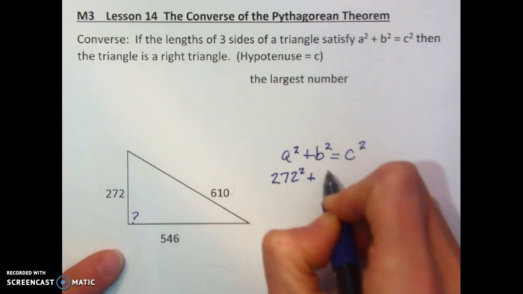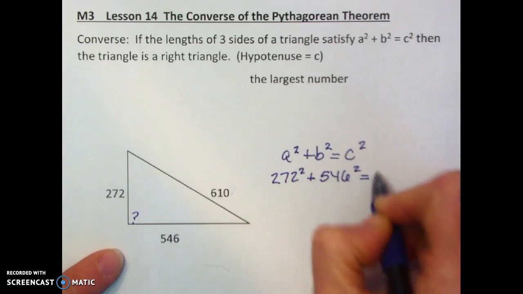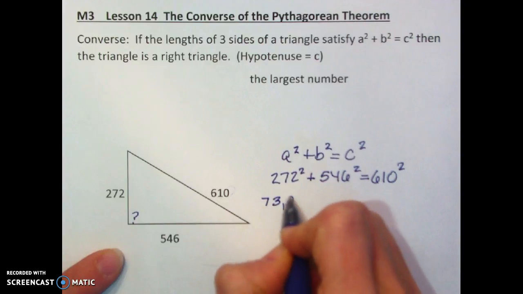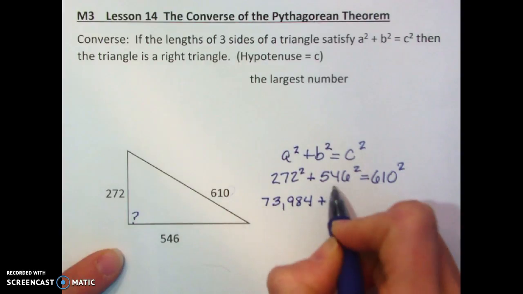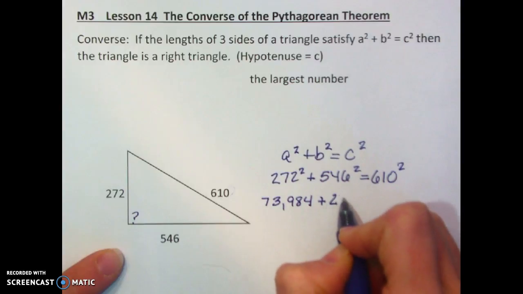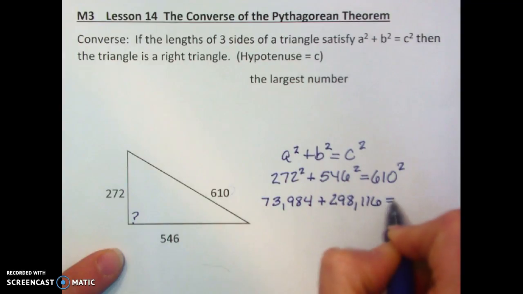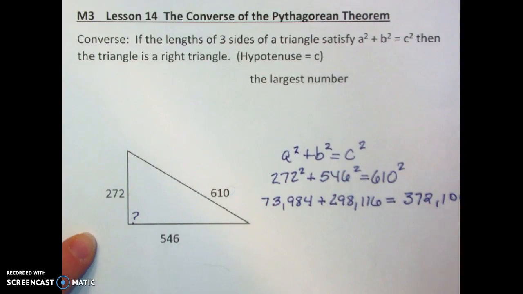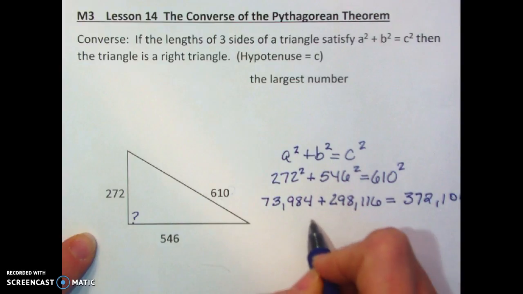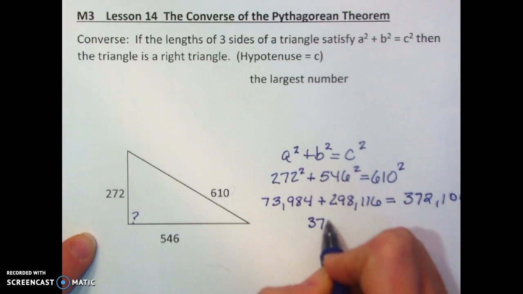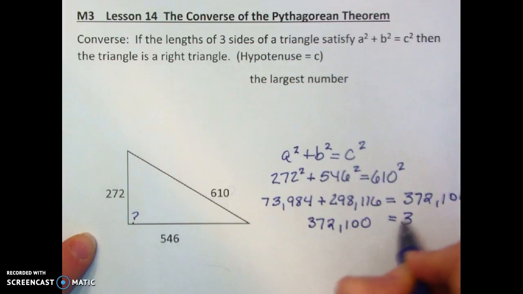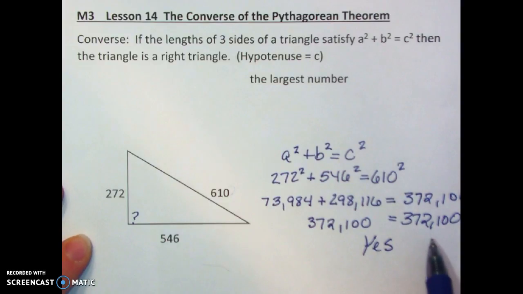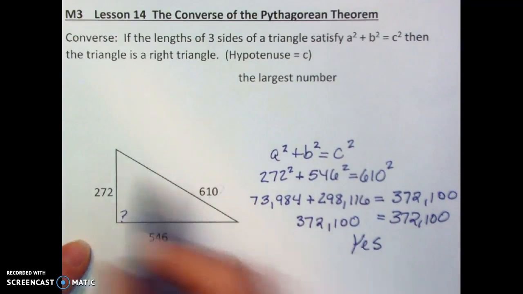272 squared, 546 squared, and 610 squared. 272 when we square it is 73,984. 546 squared is 298,116, and 610 squared is 372,100. Now, if we combine these two, when you add those, you actually get 372,100, which is the same thing, which means yes, these are equal, which means yes, this is a right angle.